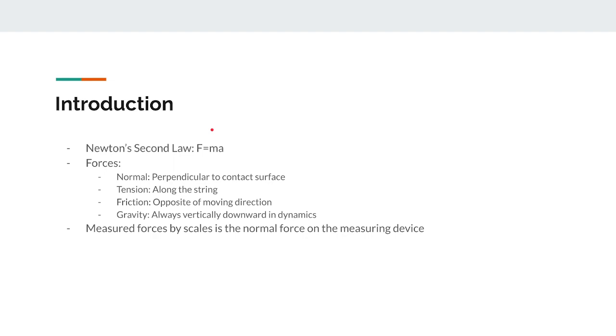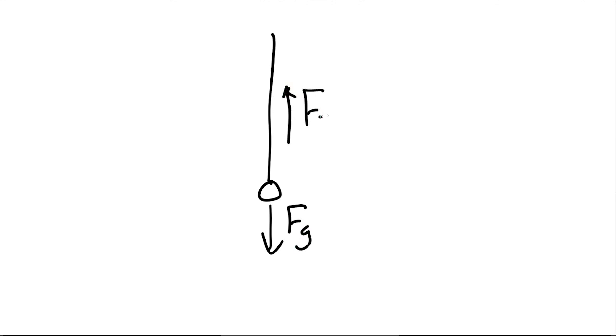So what are some different types of forces that we need to know? The first one is the normal force. This is going to be perpendicular to our contact surface. A way of saying this is it's going to prevent the object from just crumpling on itself, right? Tension is going to be along the string. So if I have some kind of object on the end of a string, if this has some kind of gravitational force, there's going to be a tension force that counters it, right?